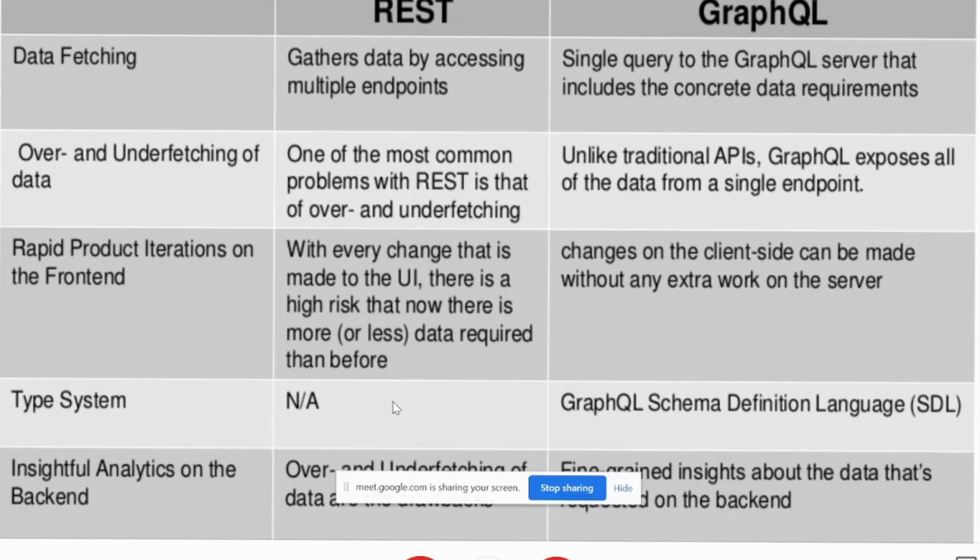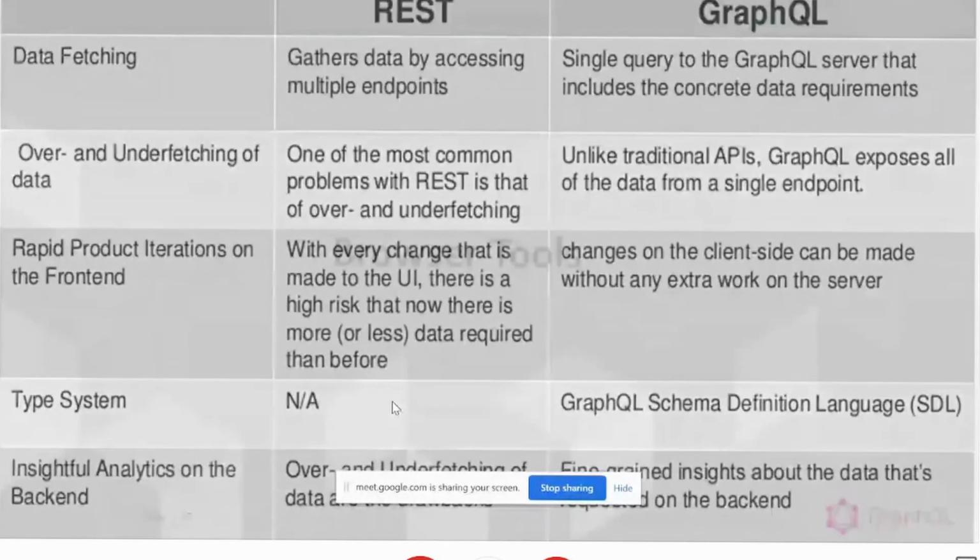This is good for rapid product iterations on the front end. With REST, with every change that is made to the UI, there is a high risk that more data is now required than before. Changes on the client side can be made without any extra work on the server. So in GraphQL, changes on the client side are minimized, which is helpful for changing product iterations. The type system, the GraphQL schema, is a DSL. Then we'll go to the next slides.